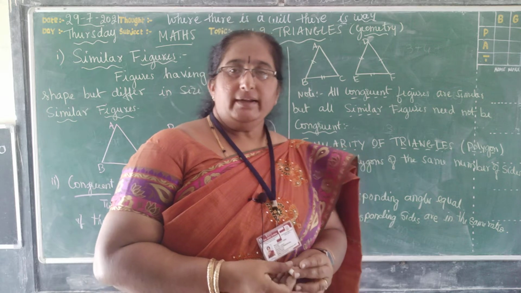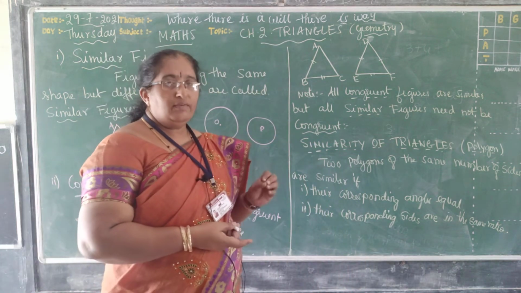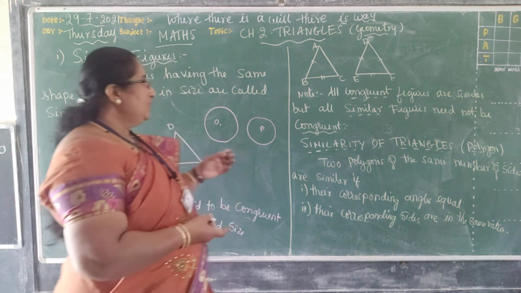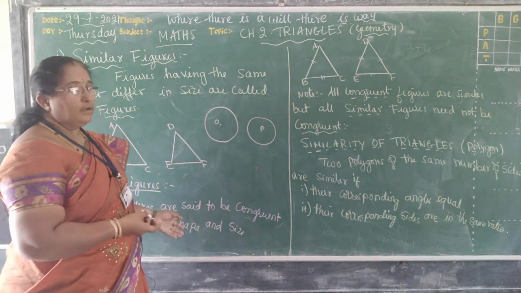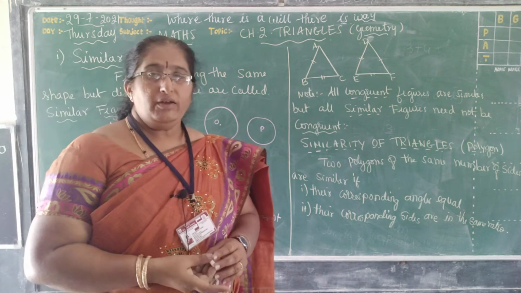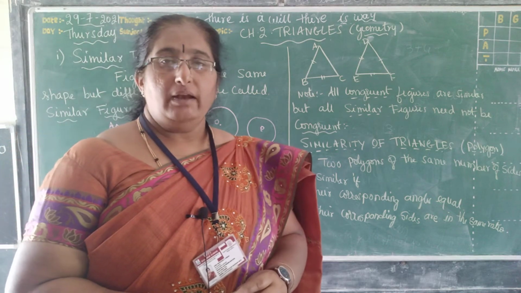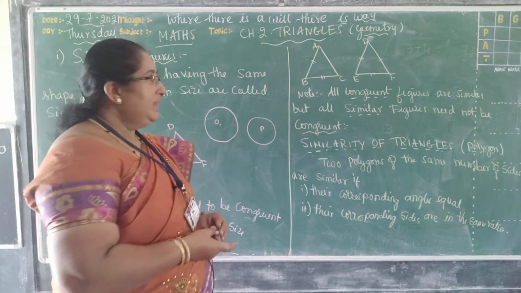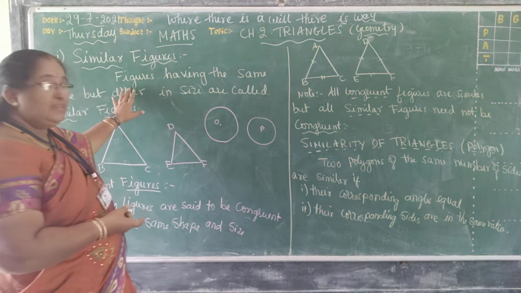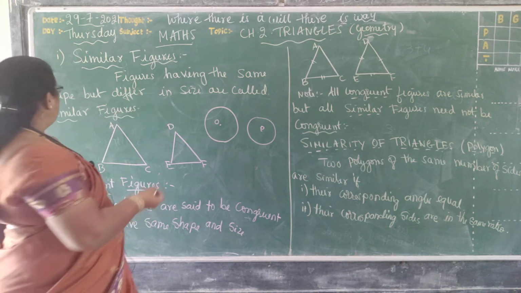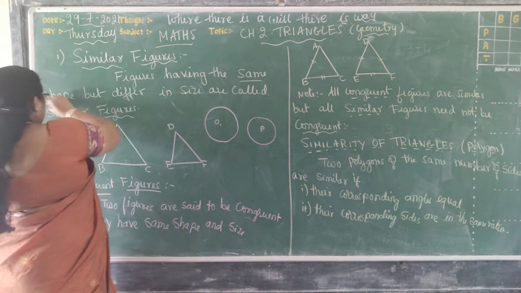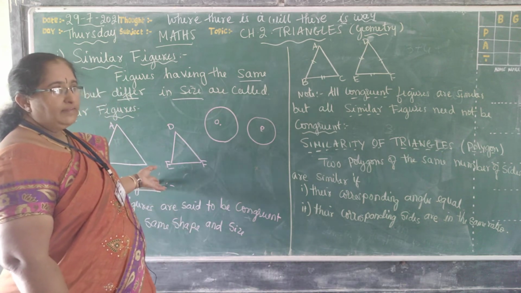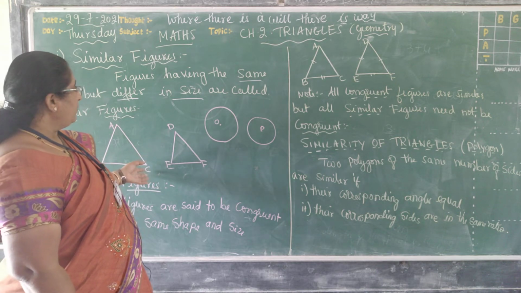Okay, so let us now understand the basic concept of the chapter, which you have already learnt in your lower classes also. Let us once again recall what are similar figures and what are congruent figures. When do we say two figures are similar, and when are two similar figures said to be congruent? Here you can see figures having the same shape but differing in size. When they differ in size but have the same shape, we call them similar figures.